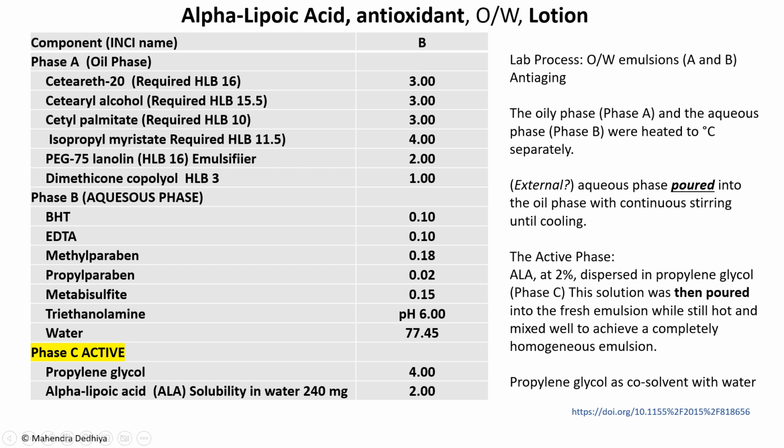It has a slightly different oil phase that's listed here with required HLBs. It used PEG 75 lanolin as an emulsifier with its calculated HLB of about 16 and added dimethicone copolyol with an HLB of 3. The aqueous phase is slightly different, has another antioxidant, BHT, has parabens, and pH adjustment with triethanolamine. The active phase is about the same. Again, in the process, as the authors have described, the aqueous phase is added into the oil phase, which is not general practice. Generally, we like to add the dispersed phase, in this case oil, into the aqueous phase so the globules, when they are formed, are immediately stabilized.